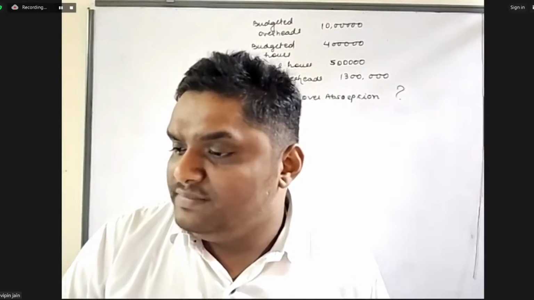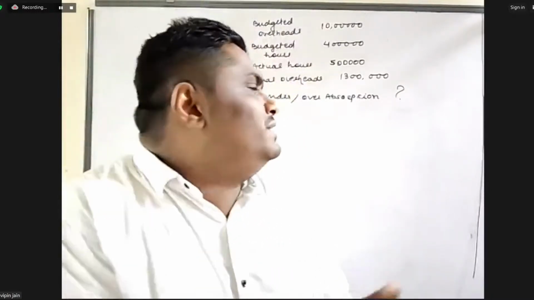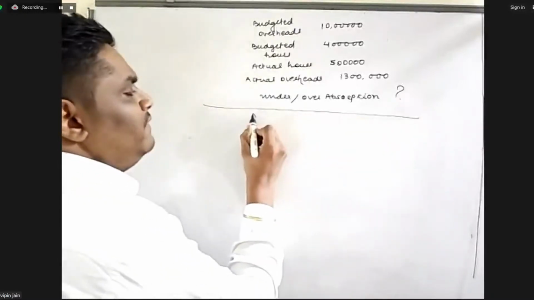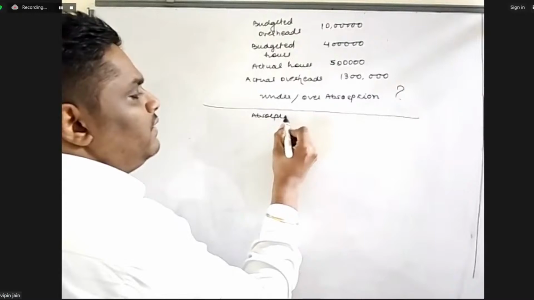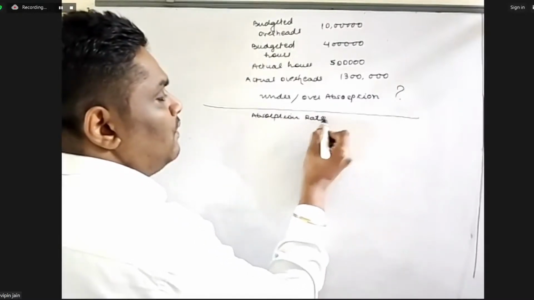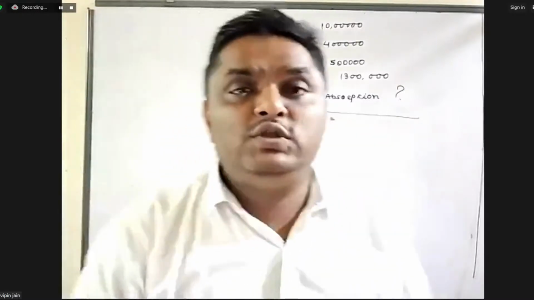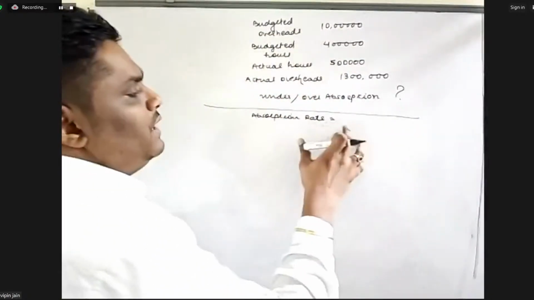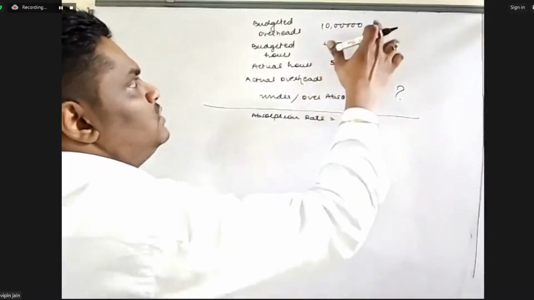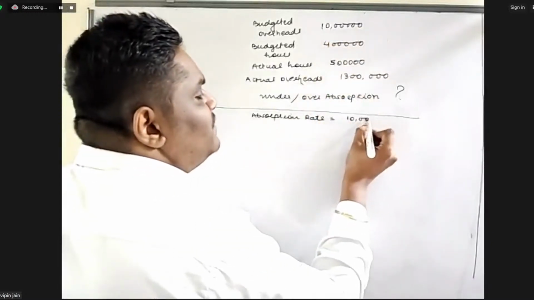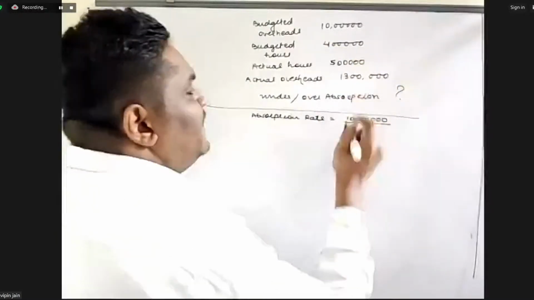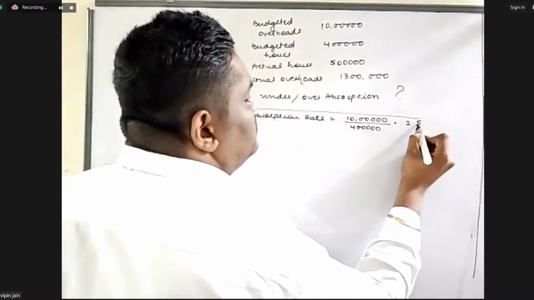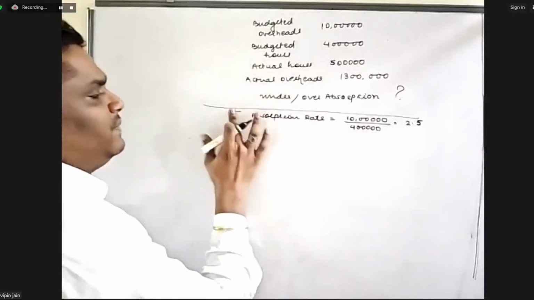For the students who are not able to answer, if this information is given in the case, then we will first calculate the absorption rate. Very important, guys. For the students who are not able to answer it correctly, follow these steps. First, calculate the absorption rate if it is not given in the question. It will be 10 lakh, that is budgeted overheads, divided by budgeted hours, that is 4 lakh. So my absorption rate will be 2.5. This is the first step.